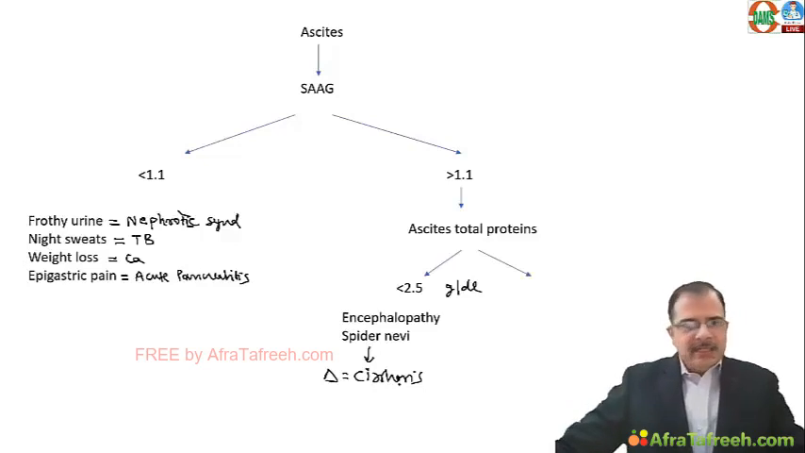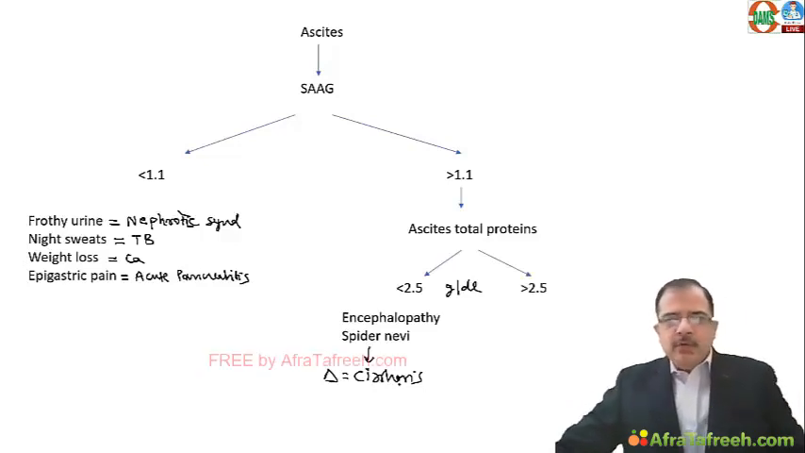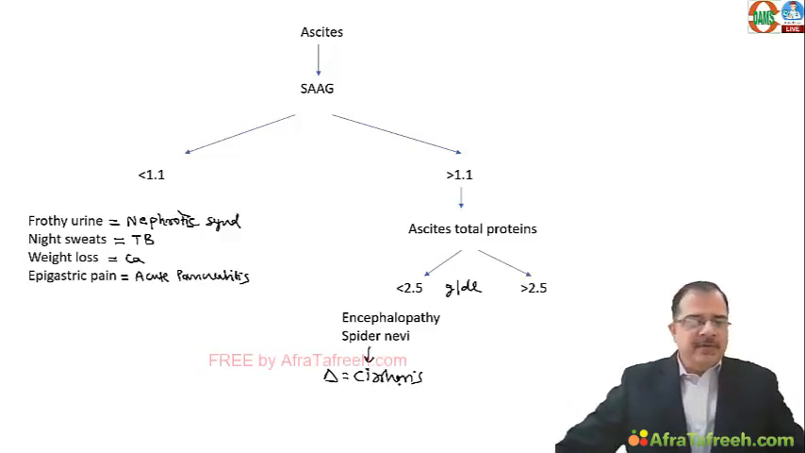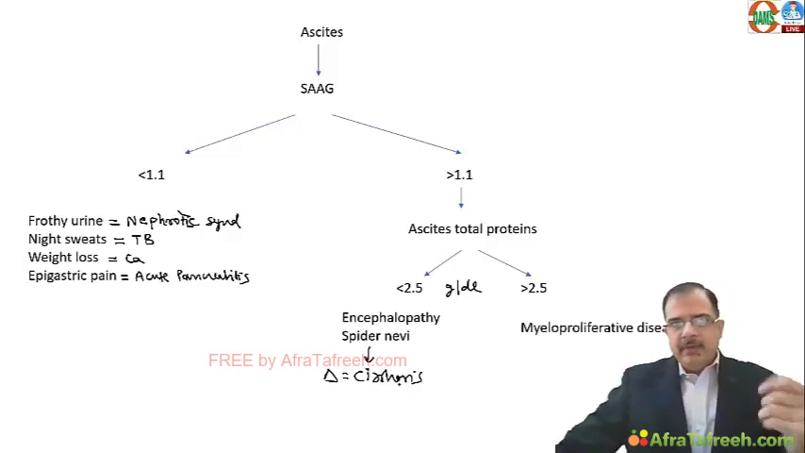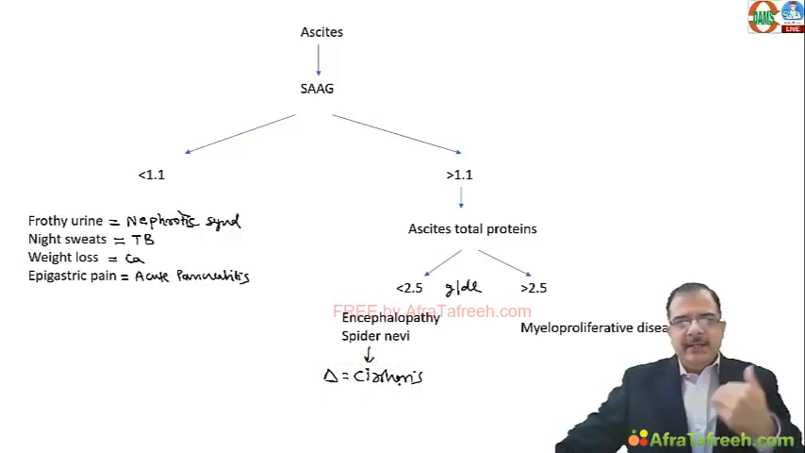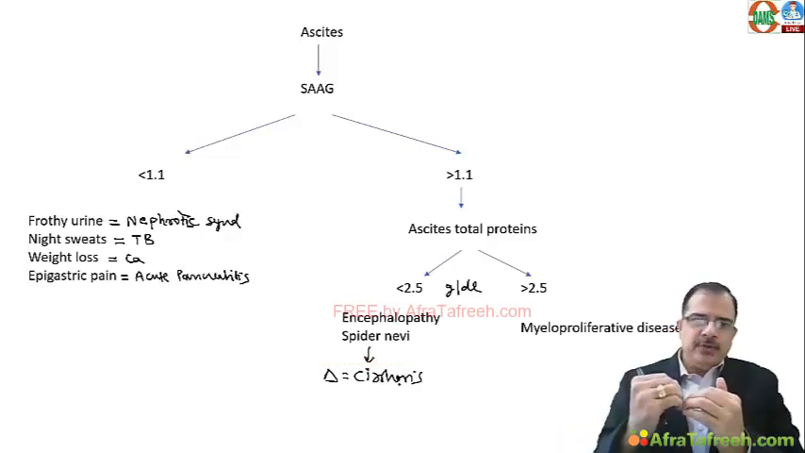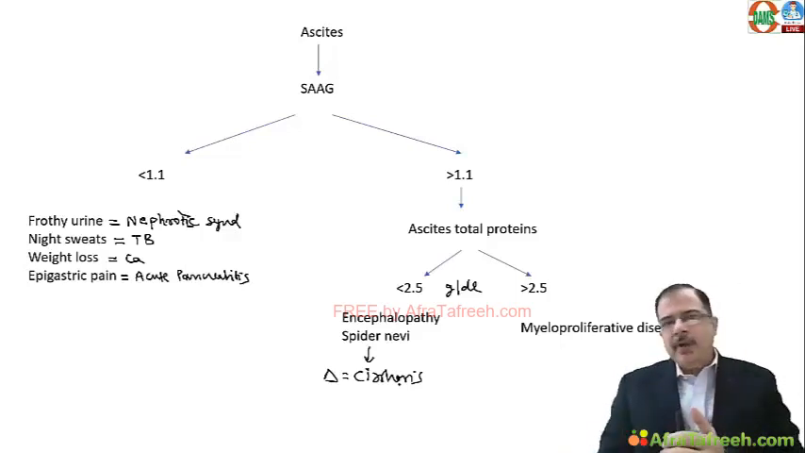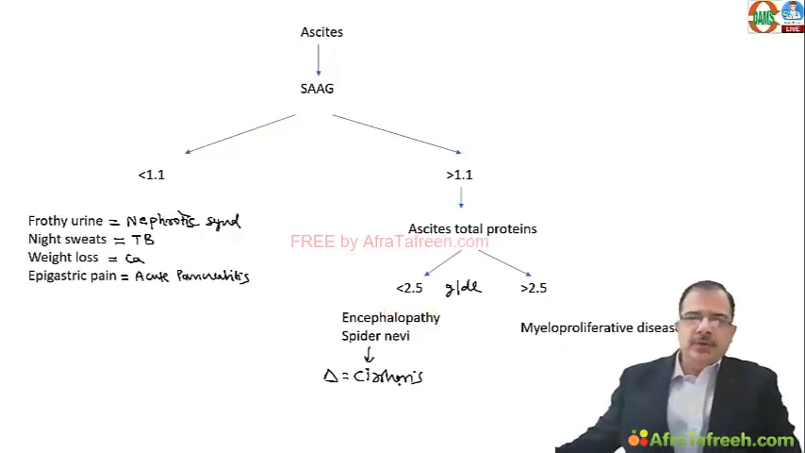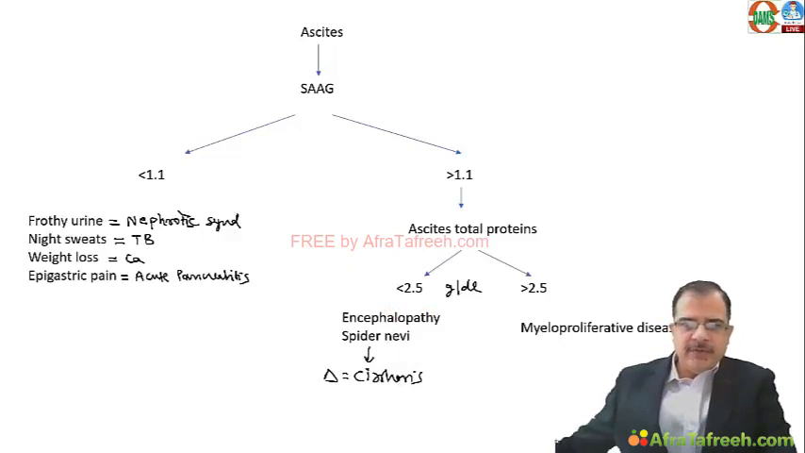Now, if the ascitic total proteins are more than 2.5 grams per deciliter, then if the keywords are given, it is a case of myeloproliferative disorders. So myeloproliferative disorders lead to Budd-Chiari syndrome, hepatic vein thrombosis. So it will be a case of hepatic vein thrombosis, myeloproliferative disease. So Budd-Chiari syndrome will be our answer. Budd-Chiari.